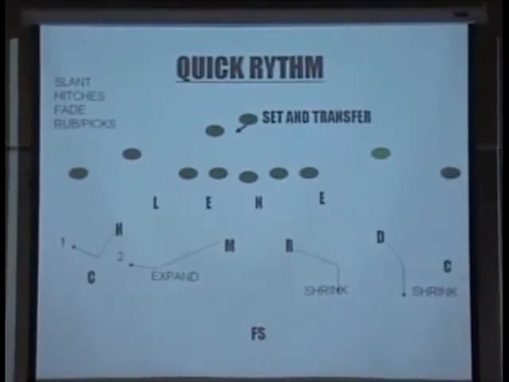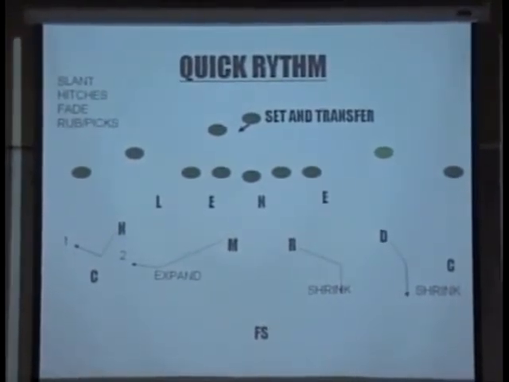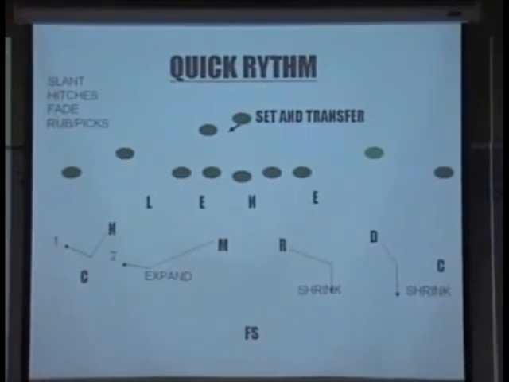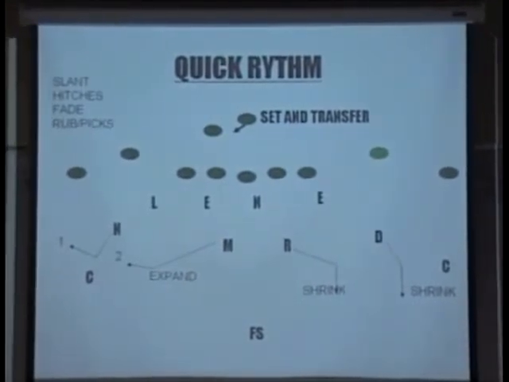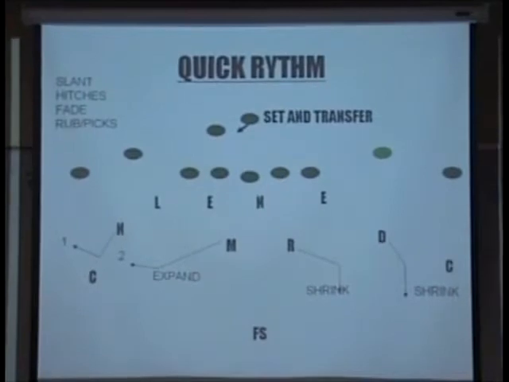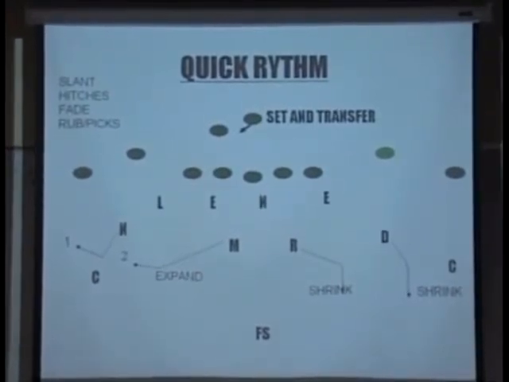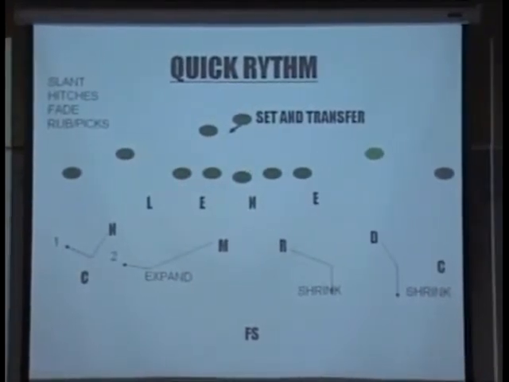He should be in a walkout first. I'm going to start to walk out. 1, 2, 3. I see the set and transfer, right? I'm going to drive the route, okay? The hitch, I'm driving the hitch. If it's a slant, if I'm off, I'm driving to the reception point, okay?